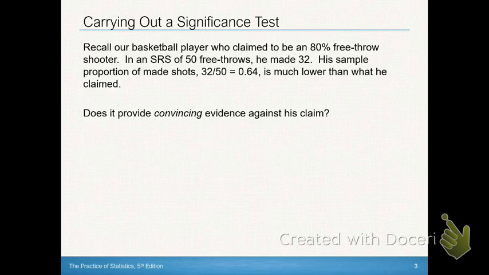So we're going to return to our example with the basketball player who says that they make 80% of their free throws, but then when they did a 50-shot trial for us, they only made 32. So they only made 64% of their shots. And we want to know, is that enough evidence to suggest evidence against their claim?